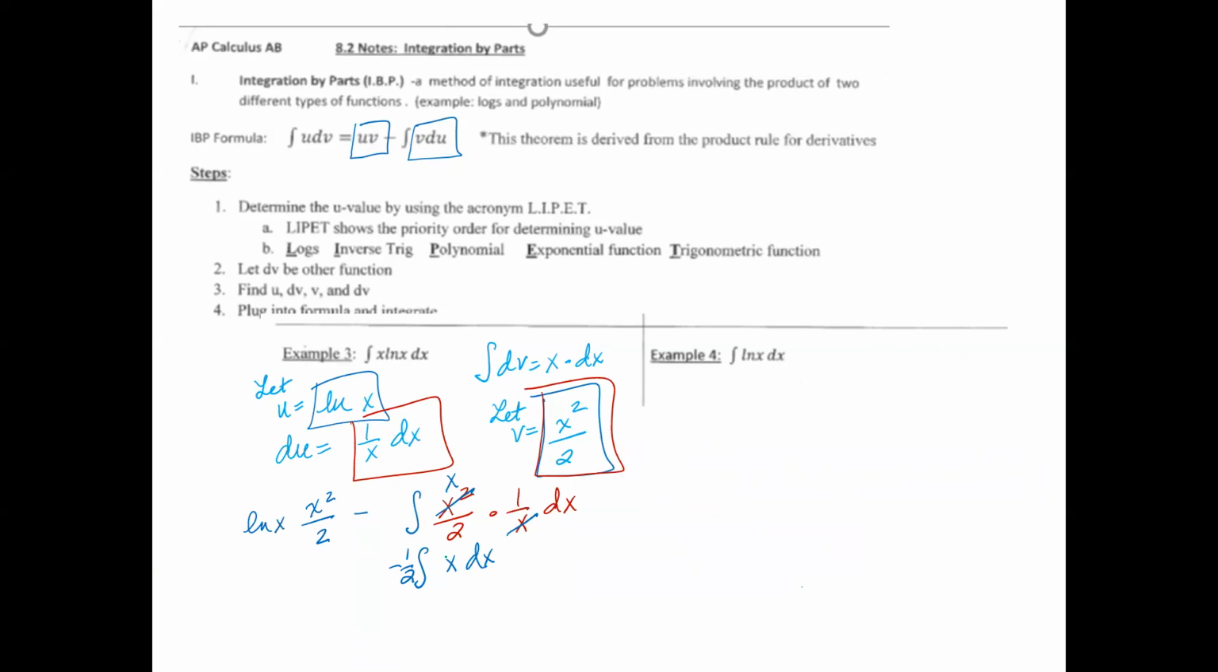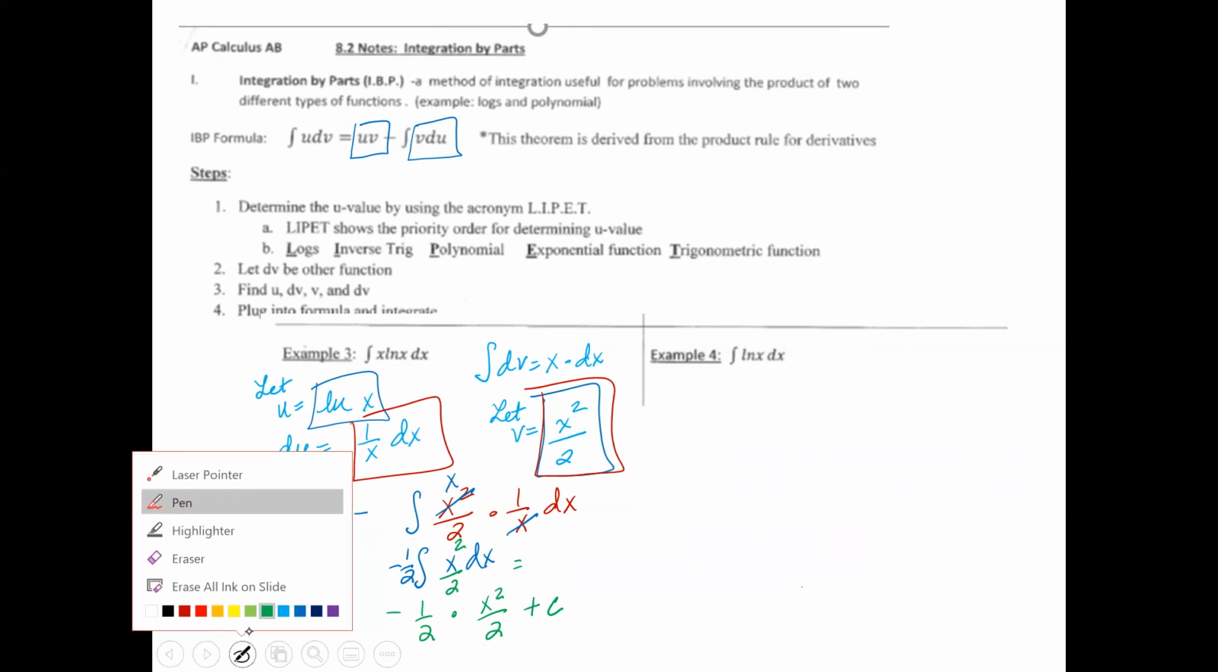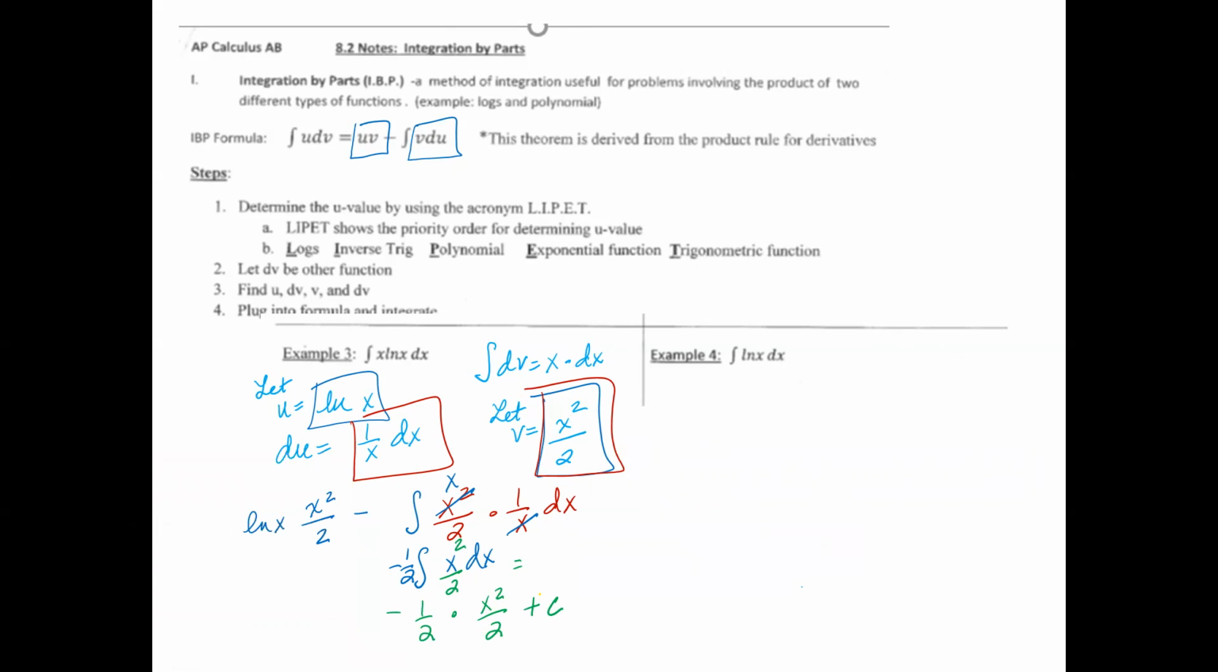And the integral of x is going to be x squared over 2. So I will have a negative 1 over 2 times x squared over 2 plus c. And in which case, this can be simplified to negative x squared over 4 plus c. But then don't forget your first part, which is going to give you x squared over 2 ln x. And this is your answer.